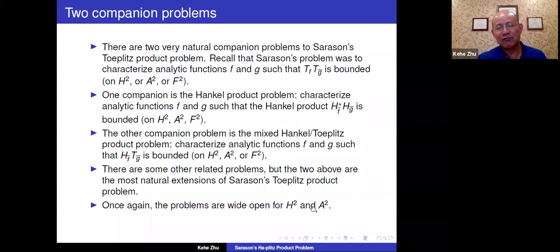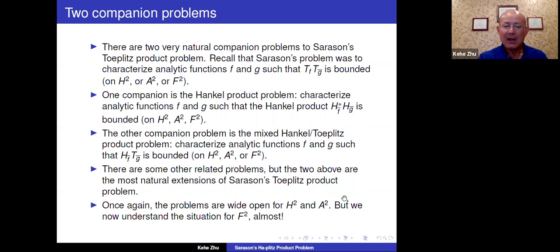So my focus next will be on the Fock space, where you can get more information. All right. And for the Fock space, I want to mention that we almost have complete understanding. When I say almost, for the mixed product, we completely understand the situation. And for the Hankel product, we know the conjecture is false, but we don't have a full answer for the problem, okay? So I want to talk about the results related to these two companion problems next.